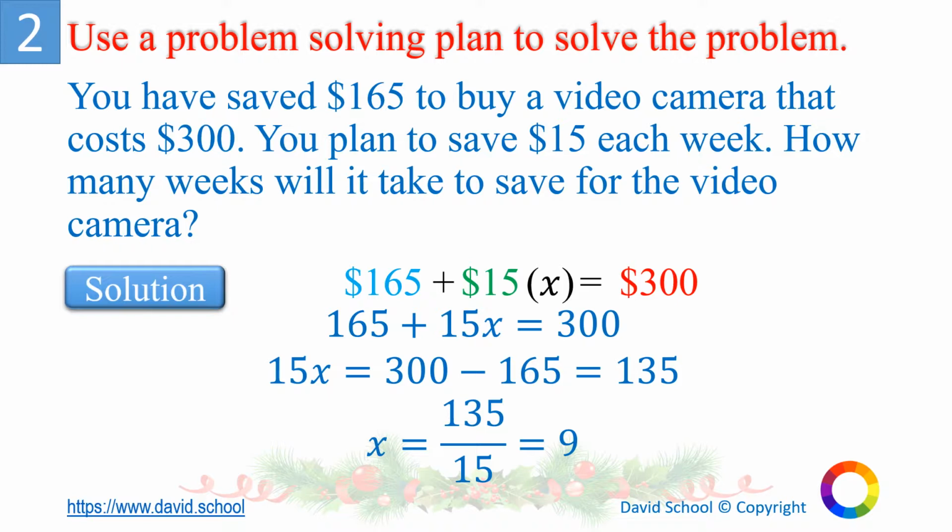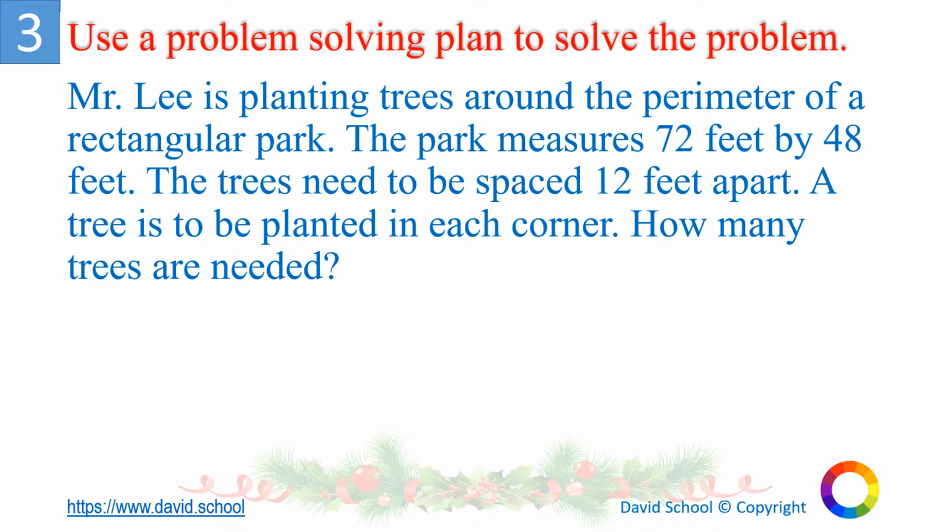Let us see one more example. Mr. Lee is planting trees around the perimeter of a rectangular park. The park measures 72 feet by 48 feet. The trees need to be spaced 12 feet apart. A tree is to be planted in each corner. How many trees are needed?